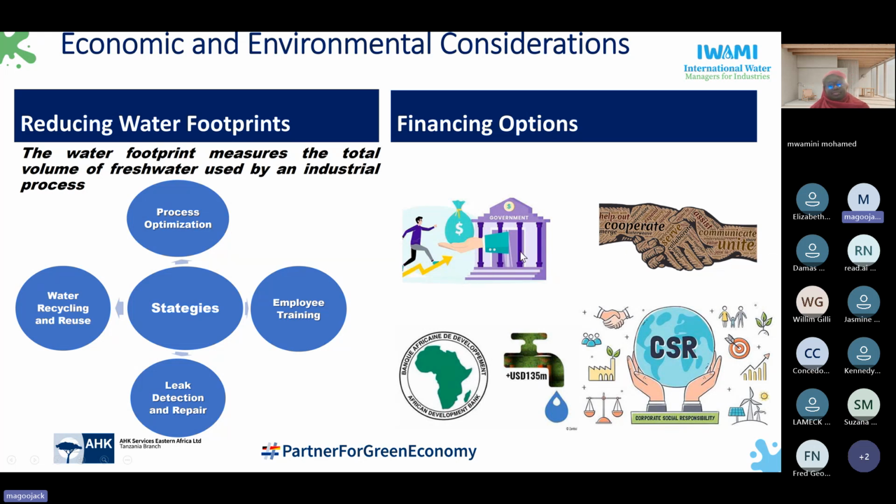Now, as we saw earlier, most of our industries fail to adopt water use and reuse or recycling systems due to lack of funds. But there are various ways by which we can have access to funds. The first and important way is from the government or from various agencies like the African Development Bank, or through corporate social responsibility, and through various corporate agents.